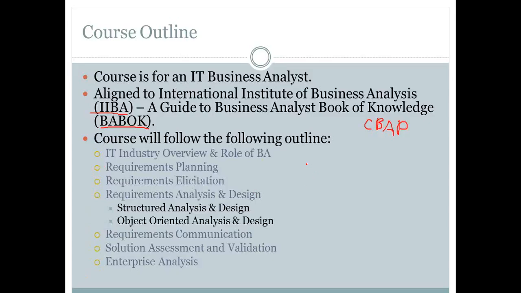And in addition to that, I have added one more section, one more knowledge area, which basically gives you an overview about how the IT industry works, right?